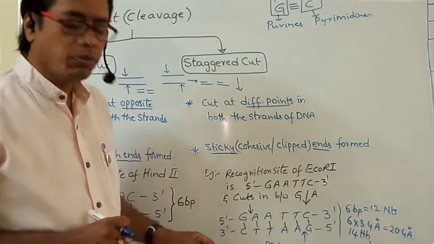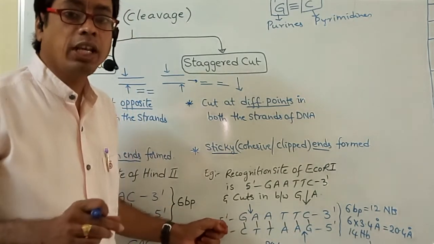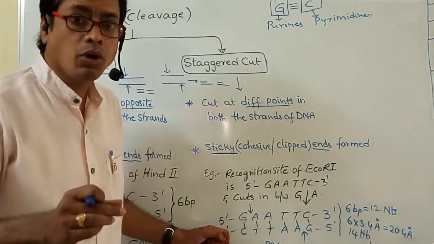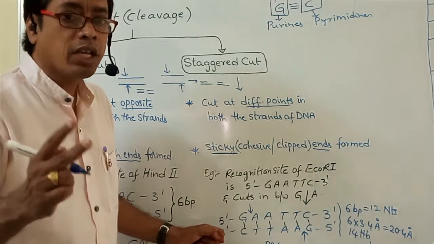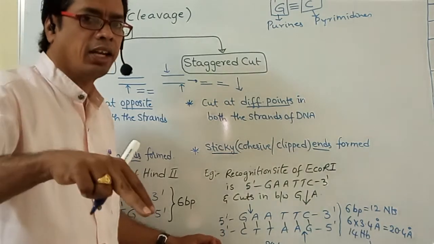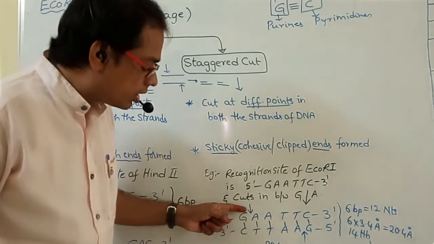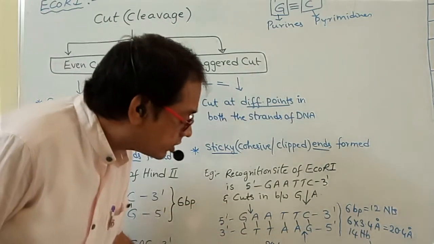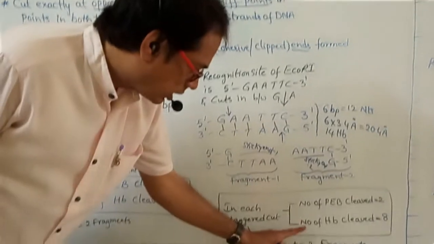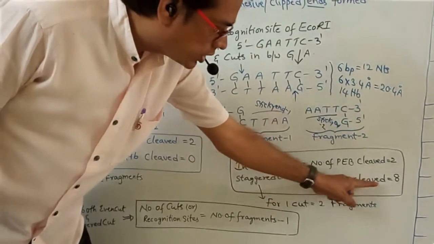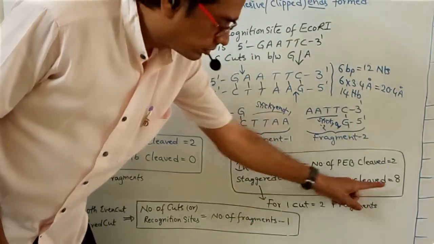Okay. Number of phosphoester bonds cleaved. Number of phosphoester bonds cleaved for each staggered cut 2. Number of phosphoester bonds cleaved in each strand. In each strand means you have to say 1. Okay. In each staggered cut, number of phosphoester bonds cleaved means 2. Number of hydrogen bonds cleaved is equal to 8.